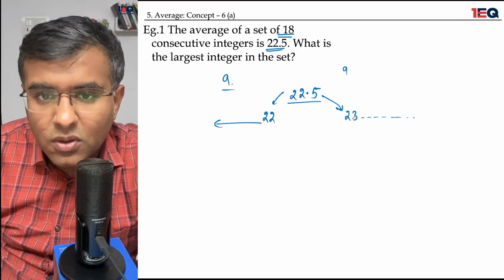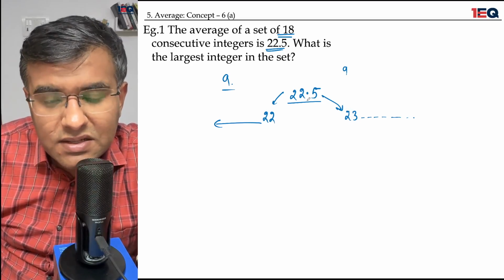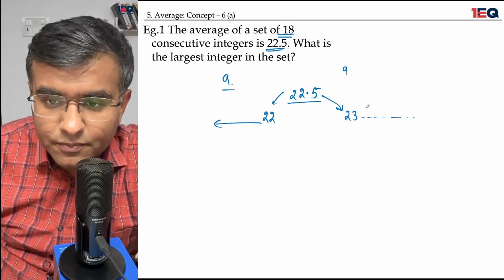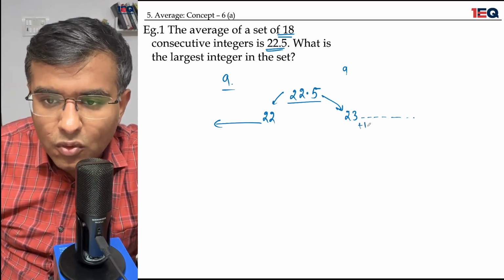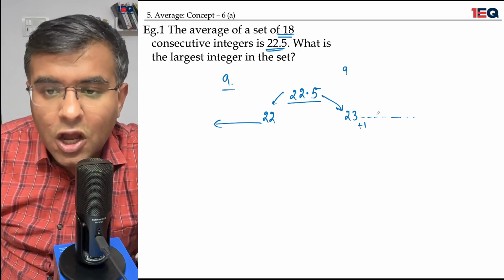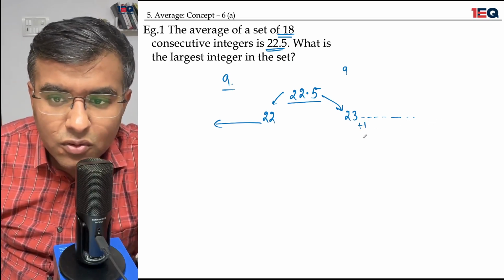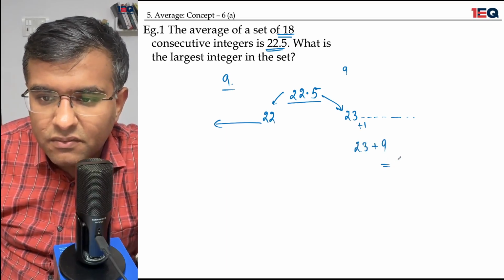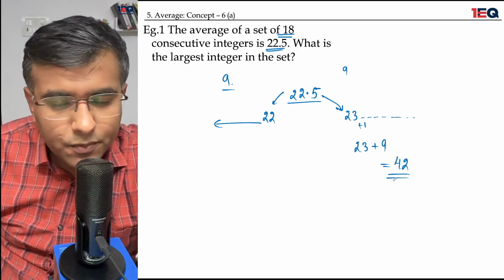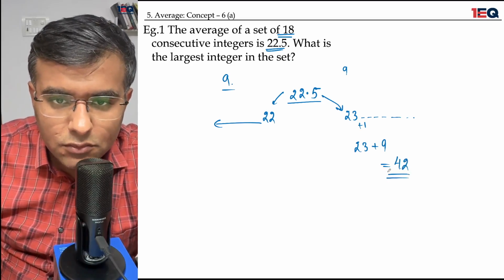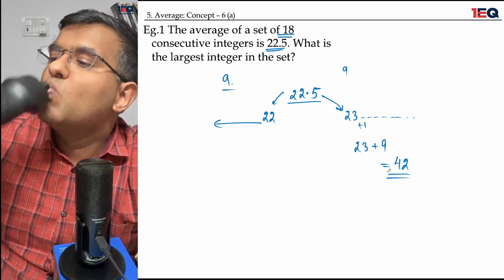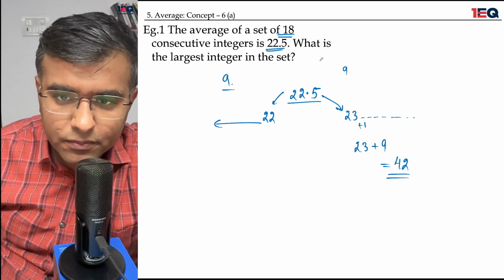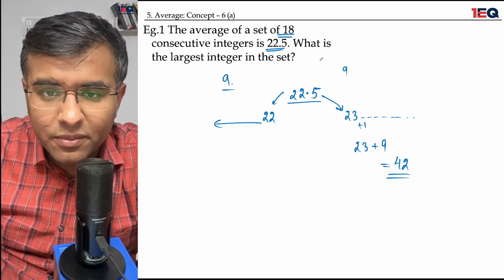So I need to find out what is the largest integer in the set. For that, I would have to go plus 1, and so on. How many times would I have to do that? I would have to do that 9 times. So the value of 23 plus 9 is my answer, which is equal to 42. Okay, 42 is the answer that I'm looking for. I hope I've made myself very clear to everybody.